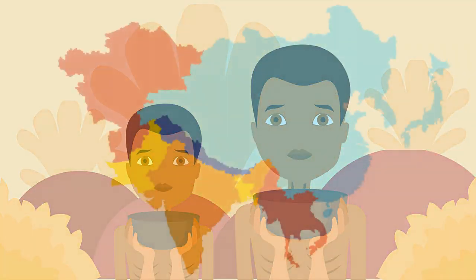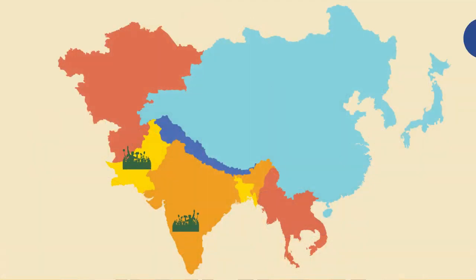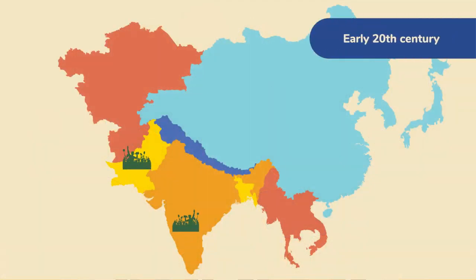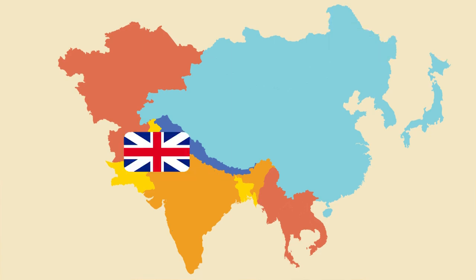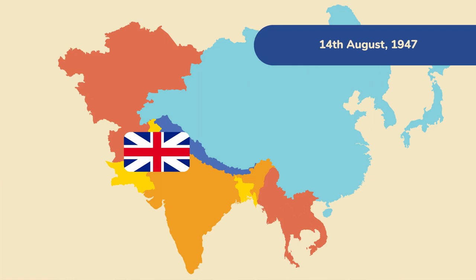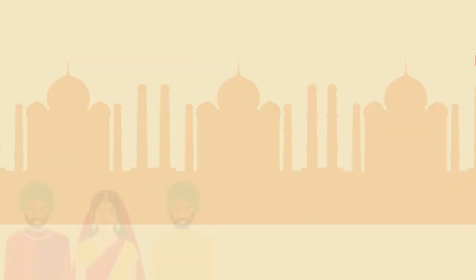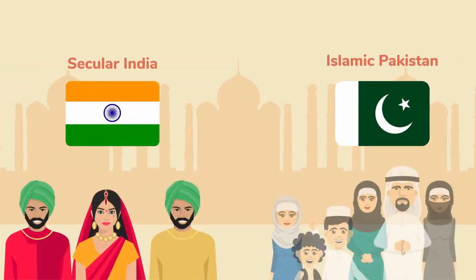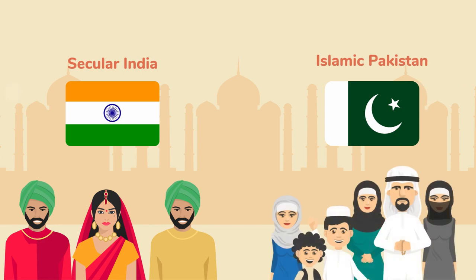A widespread Indian independence movement began in the early 20th century, along with the Pakistan movement, to create a separate nation-state for the Muslims of British India. British India was declared independent on 14th of August 1947, and after the partition of India created two states, secular India and Islamic Pakistan. Pakistan was created as an Islamic state.